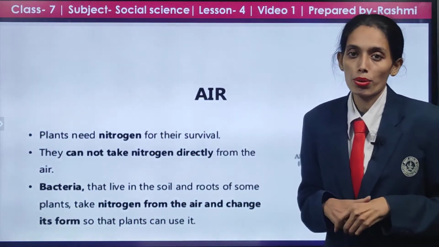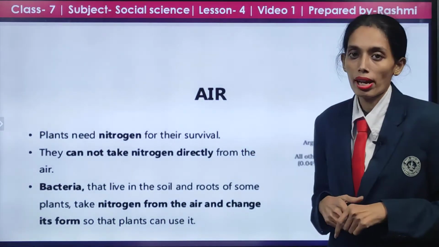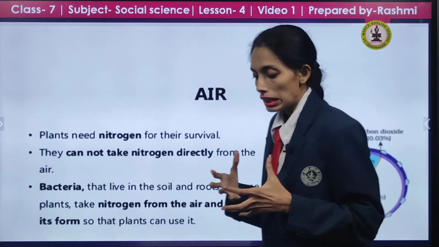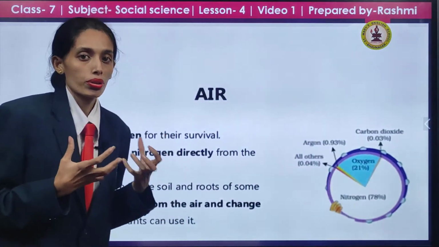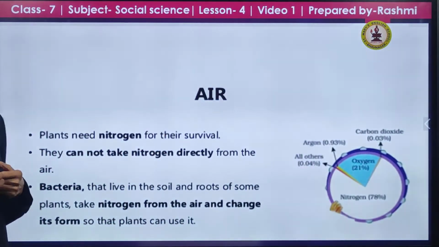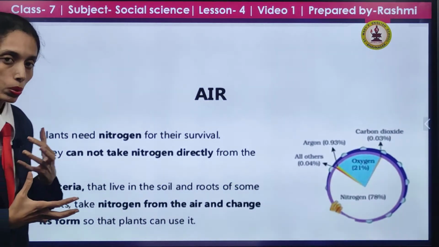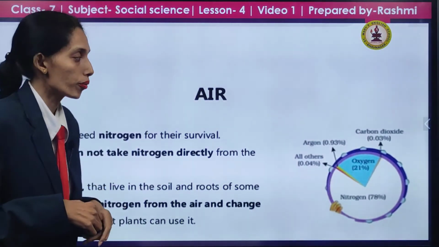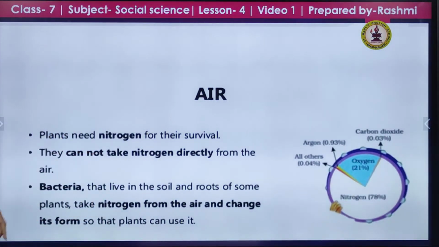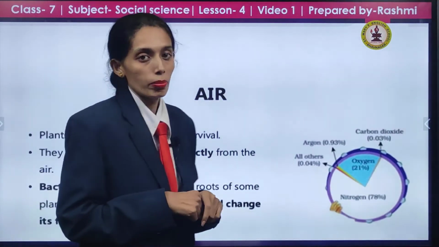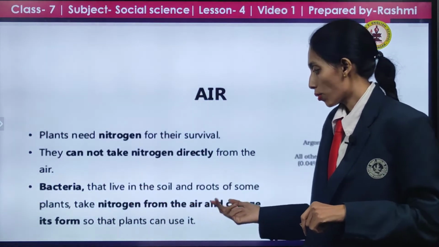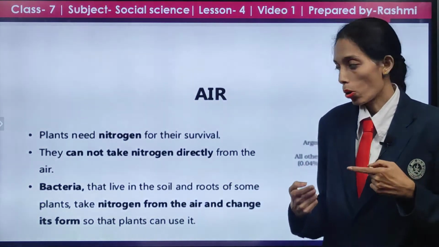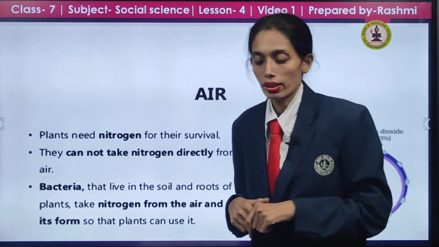Plants need nitrogen for their survival. Plants need nitrogen for growth. There are certain kinds of bacteria which convert this nitrogen into a liquid form and absorb it for the growth of the crops. Plants cannot take nitrogen directly from the air. That's why bacteria which live in the soil and the roots of some of the plants take nitrogen from the air, change its form, and it can then be used by the plants.